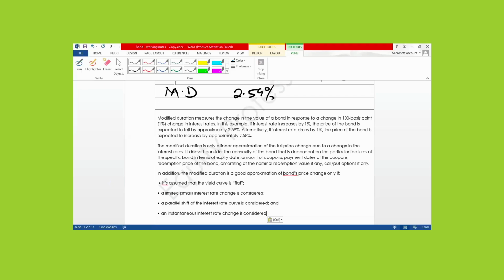Let's round up. What we have calculated, the interpretation, is that if the market interest rate, communicated by the central bank, should change by 1%, the price of this bond is expected to change.